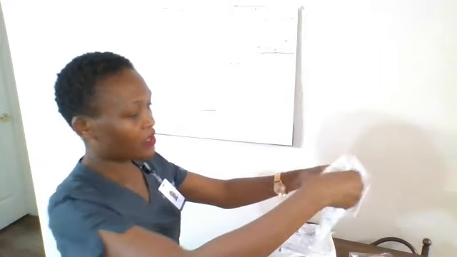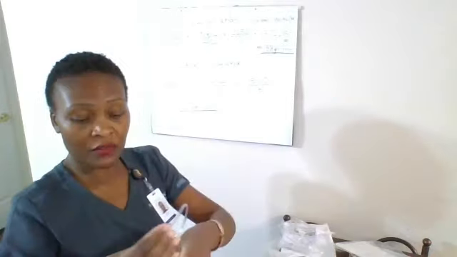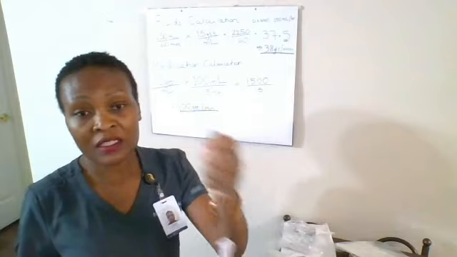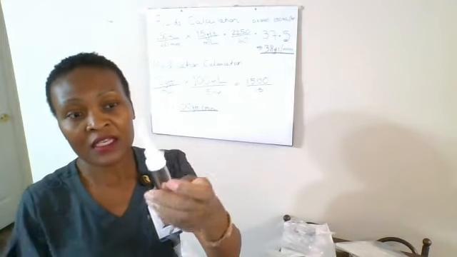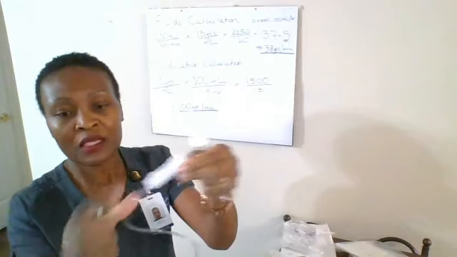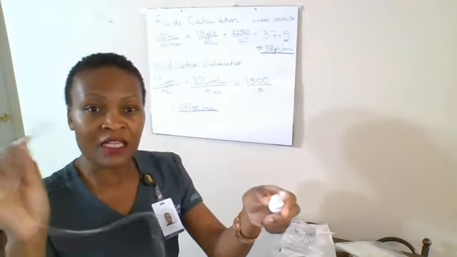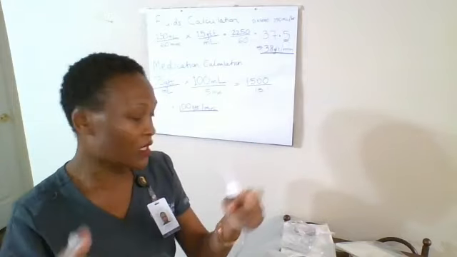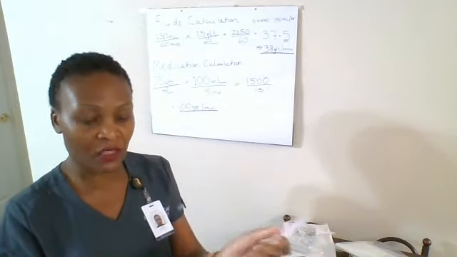I have my secondary tubing with me right here, which is what I'm going to use for my medication, in this case for my amoxicillin. It has a spike end, it has a drip chamber, it has a roller clamp, and it has an adapter end, which is what I'm going to connect to that Y port that I showed you on my primary tubing.